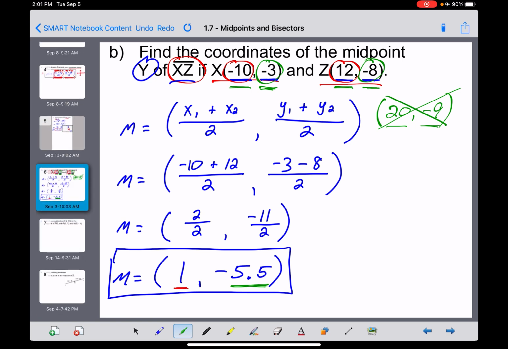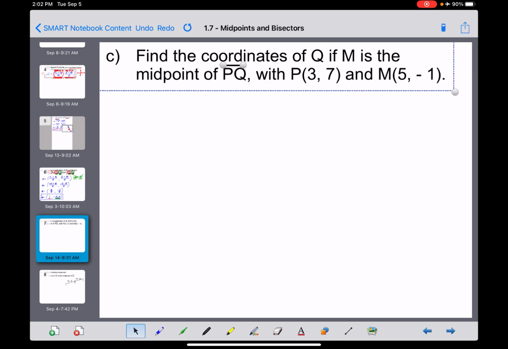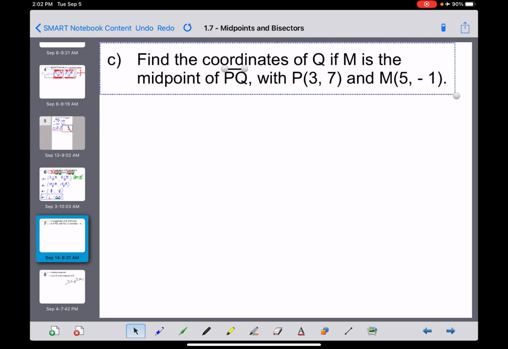Okay, I have a third example for you here with midpoints. This one, if you read carefully, though, is different than the two we just did. Let's take a look at what it's asking us to do here, guys. It says to find the coordinates of point Q if M is the midpoint of PQ, and they've given us the coordinates of P and M.